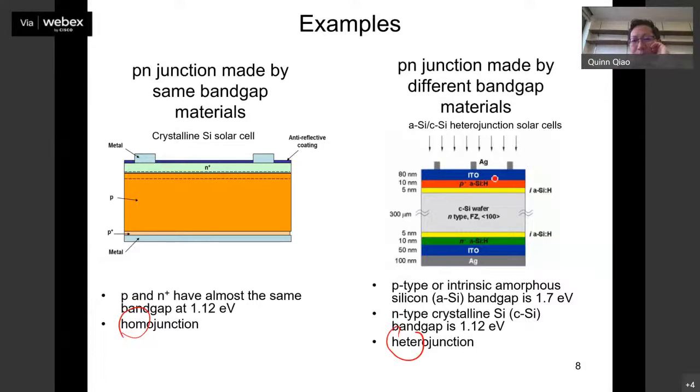Why? Because you have amorphous silicon and crystalline silicon, right? Crystalline silicon has a band gap, EG, of about 1.12 eV. Then amorphous silicon has about 1.7 eV, right? So now you see the element is the same, silicon, but one is amorphous, one is crystalline. Amorphous silicon is also a direct band gap semiconductor. That's why if you want to make amorphous silicon solar cells, basically it can be thinner.